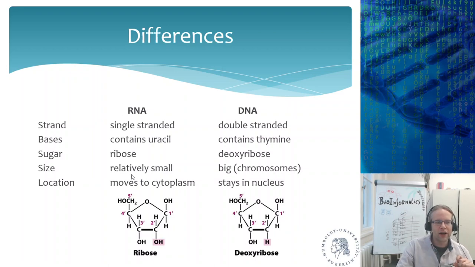The size of RNA is generally relatively small, while DNA is relatively big. DNA comes in whole chromosomes, which are really, really long, millions or billions of base pairs. RNA generally is very small. As for location, DNA is in the nucleus of a cell, while RNA moves from the nucleus to the cytoplasm, although there is RNA which can be found exclusively in the nucleus as well. But generally DNA is not found outside of the nucleus, while RNA is found outside of the nucleus. So that's just a quick overview of the differences between DNA and RNA.